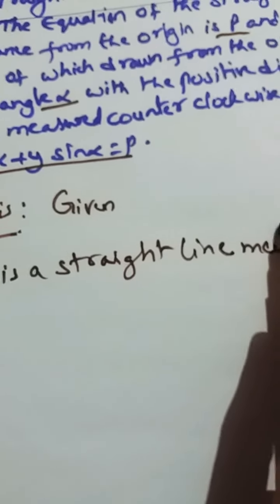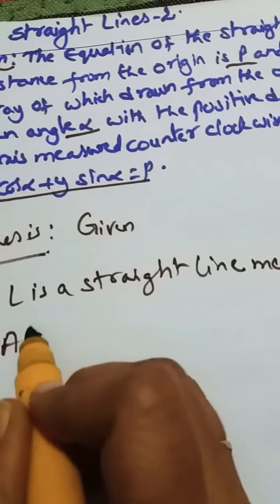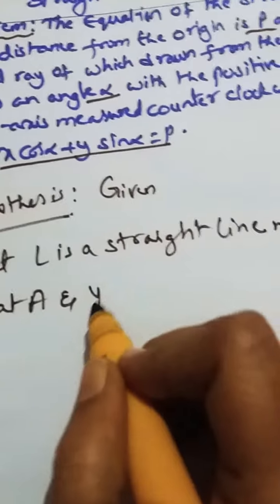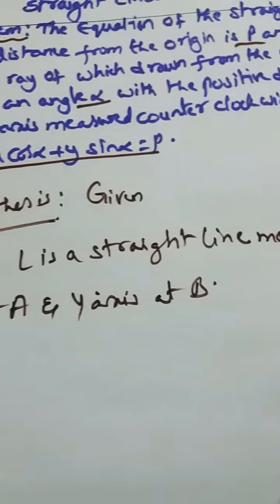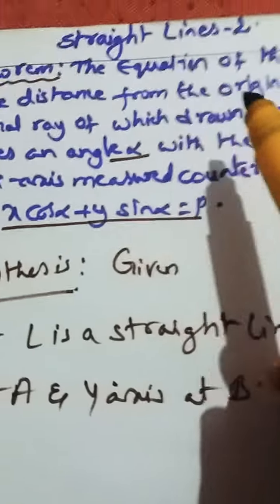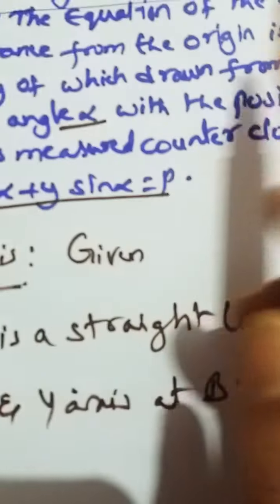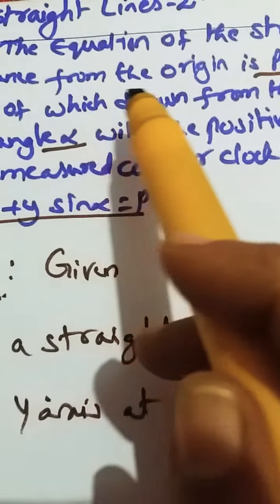meeting the x-axis at A and the y-axis at B, and we are given P. So, what is P here? P is the foot of the perpendicular from the origin. The distance to the foot of the perpendicular from the origin is p. So, we are given P is the foot of the perpendicular from the origin.